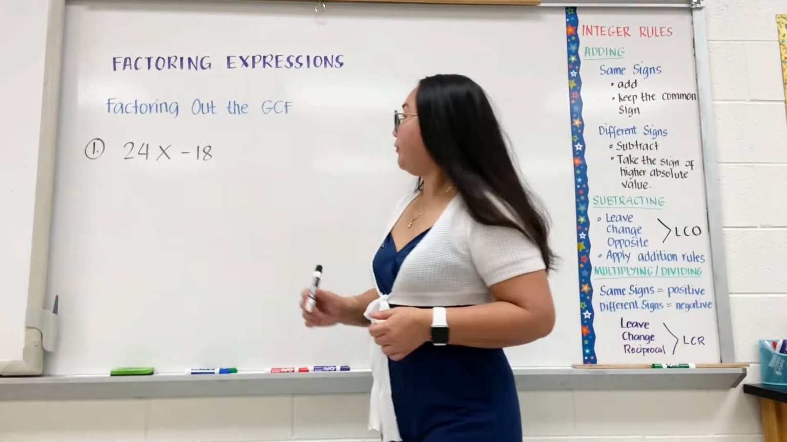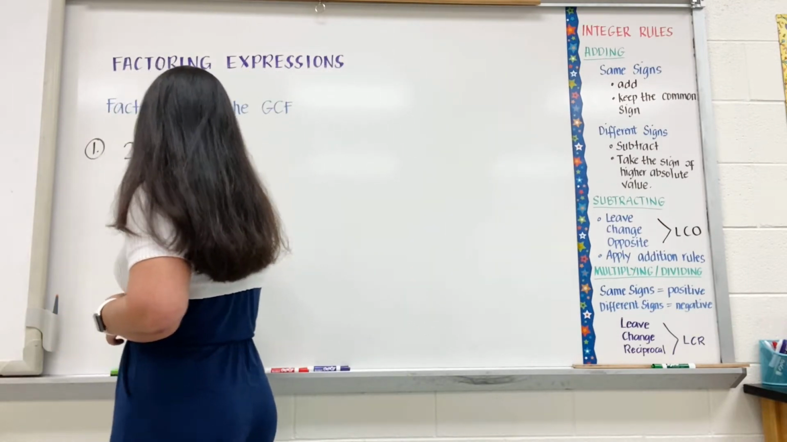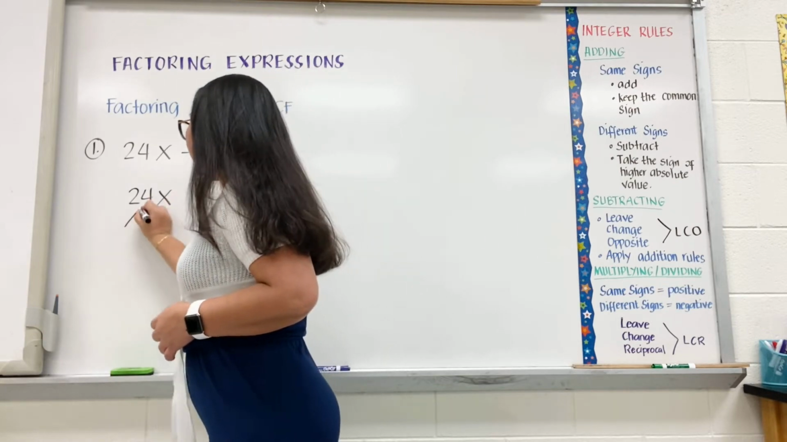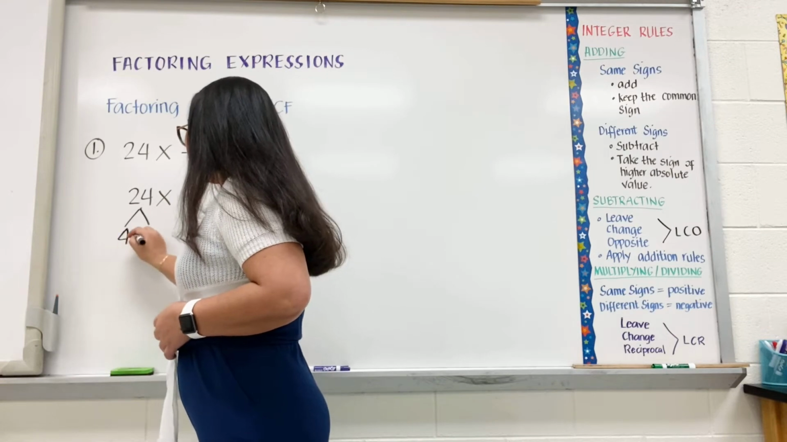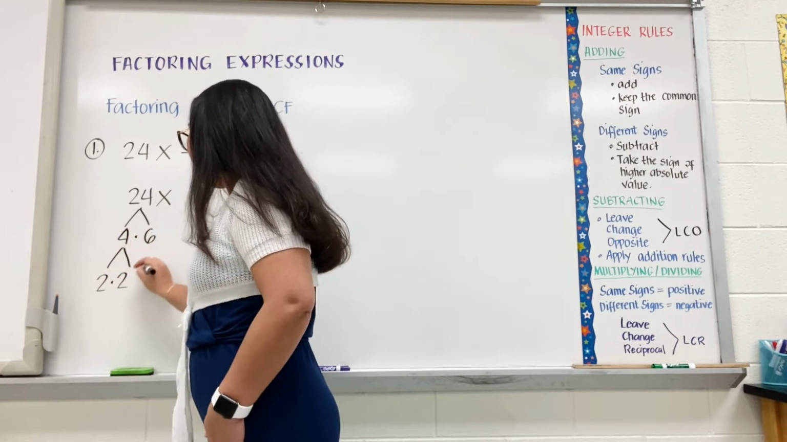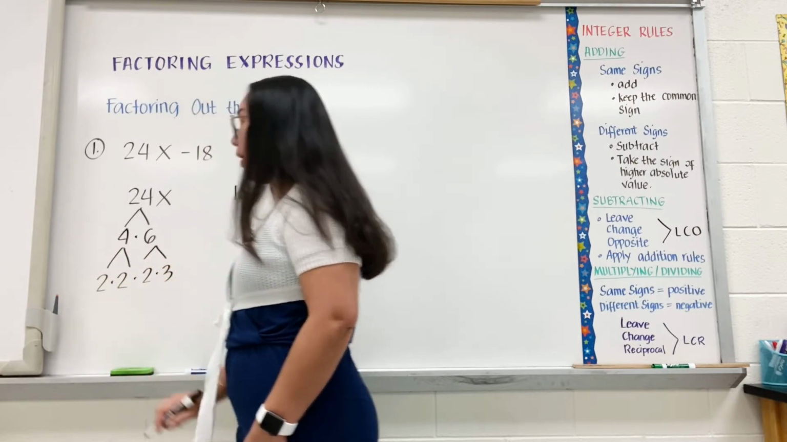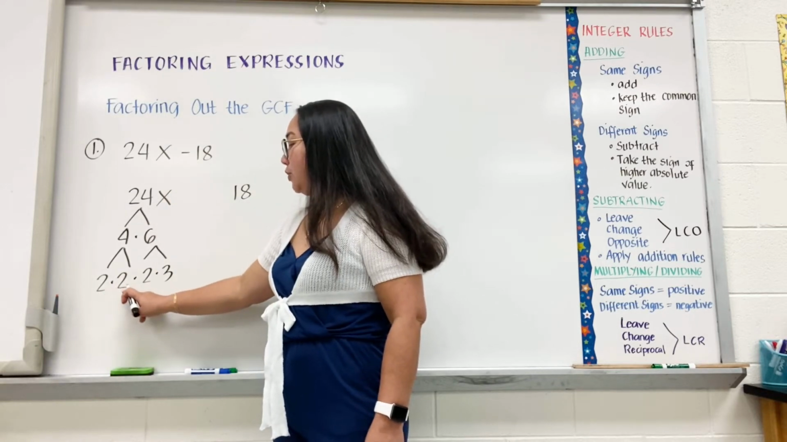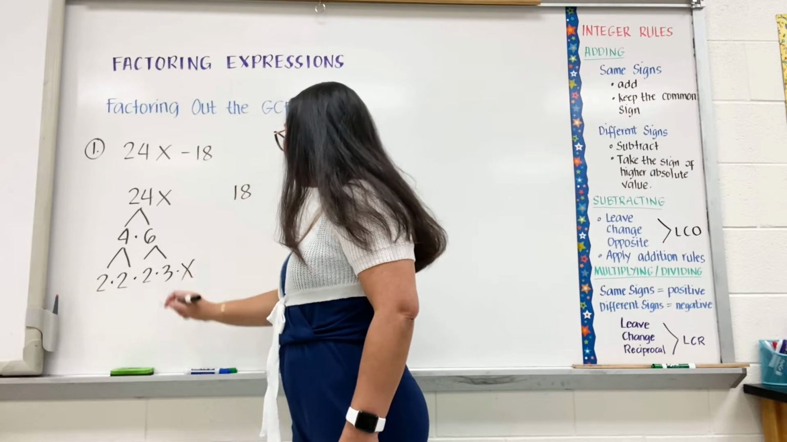So we will get the factors of 24x and also the factors of 18. Two factors of 24 can be 4 times 6. Factors of 4 is 2 times 2. Factors of 6 is 2 times 3. So the prime factors of 24 are 2 times 2 times 2 times 3 and the variable x.